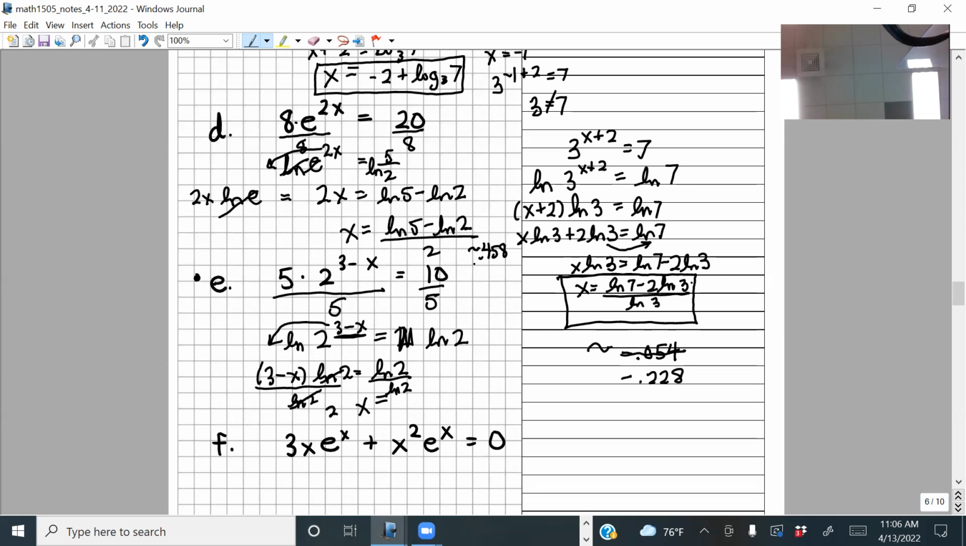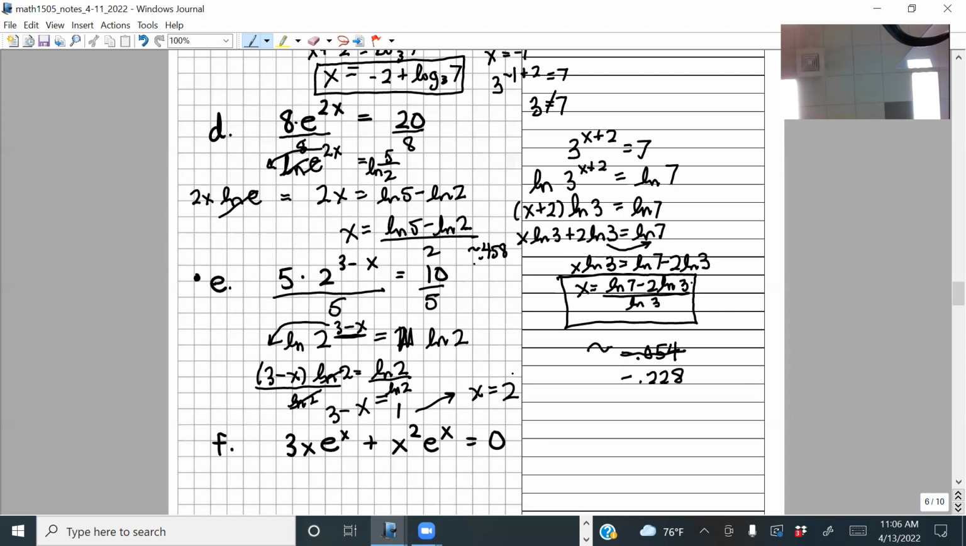And so you get 3 minus x equals natural log of 2 over natural log of 2, which is 1. So we just end up with 3 minus x equals 1. And now that equation is easy to solve, right? When you solve that, you get x equals 2. Okay. So we don't need a decimal approximation there. The answer is very easy. It's just 2.